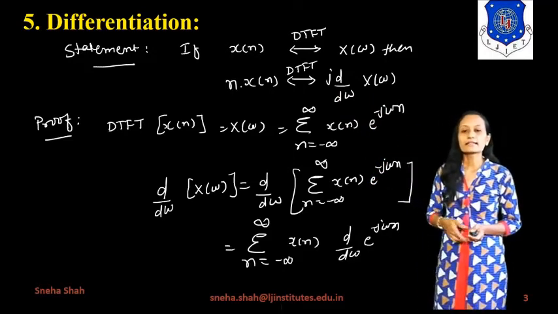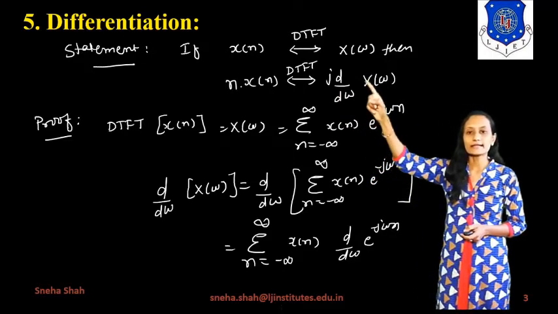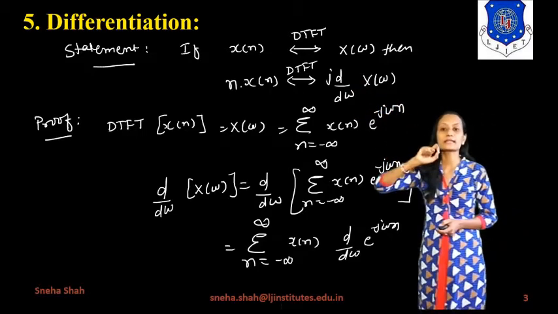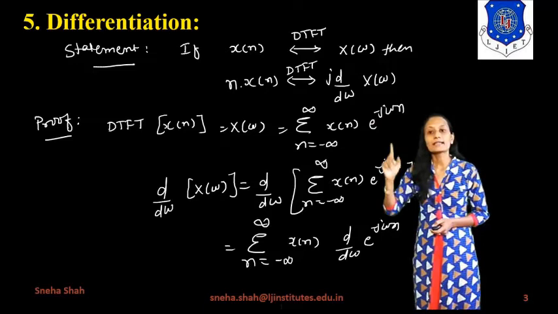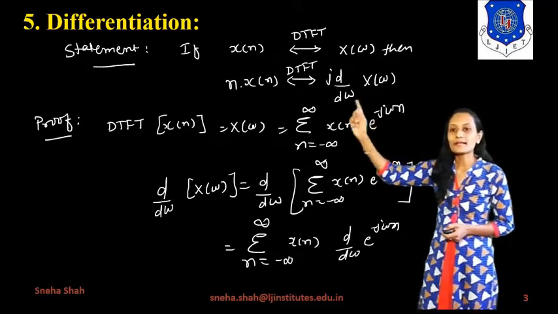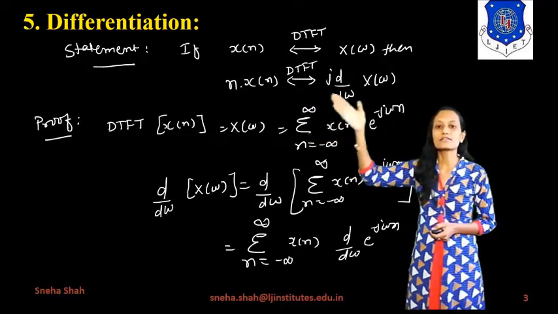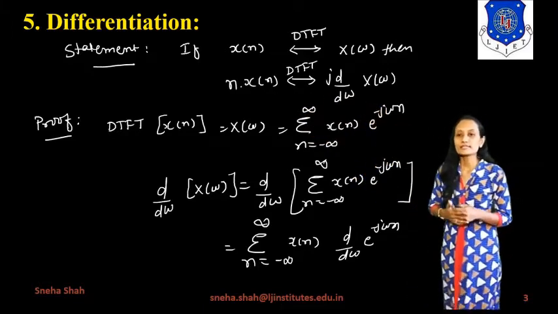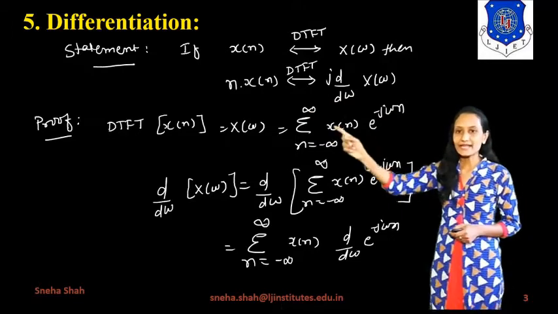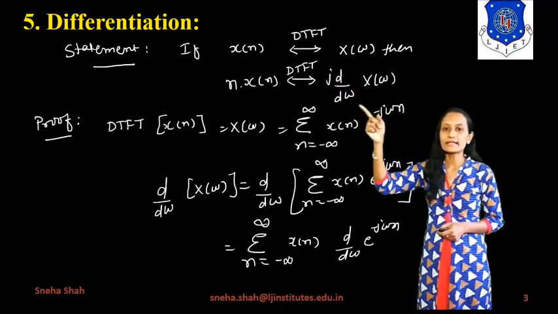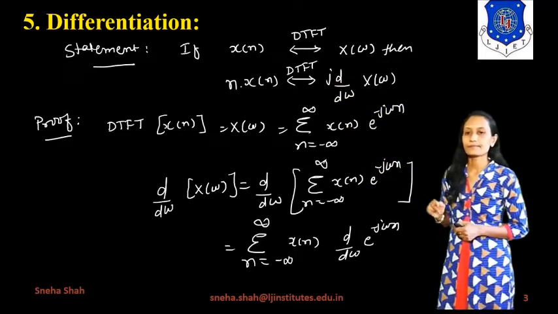So if we take the differentiation in the frequency domain like this, j d by d omega X of omega, what should be the corresponding term in the time domain? In the time domain, x of n will be multiplied by n, and that gives you the differentiation in the frequency domain. So this is the statement: n into x of n, its DTFT will be j into d by d omega X of omega.